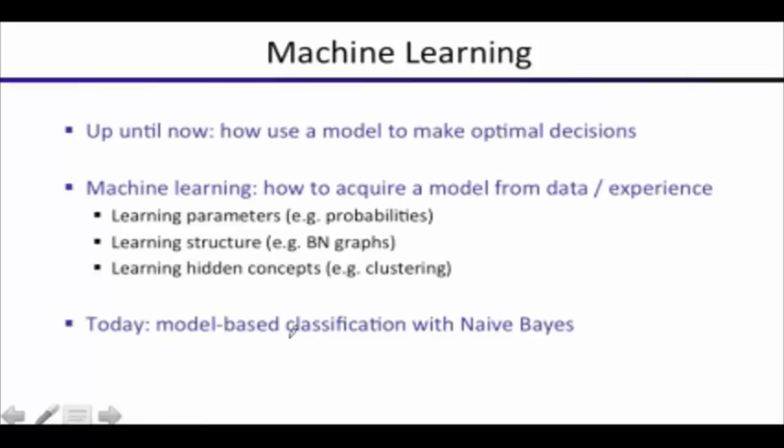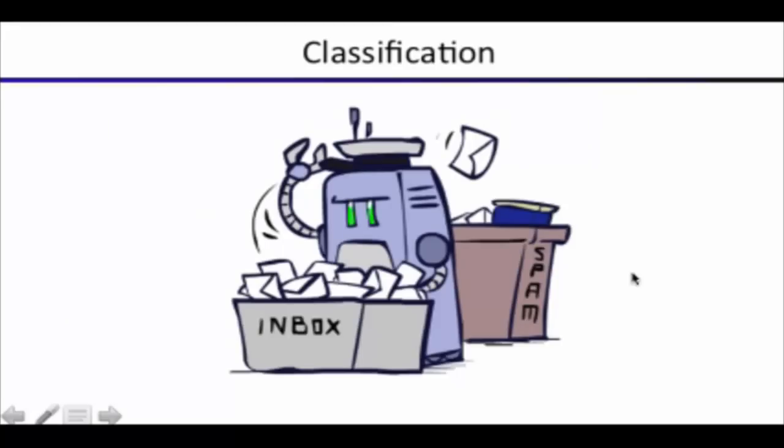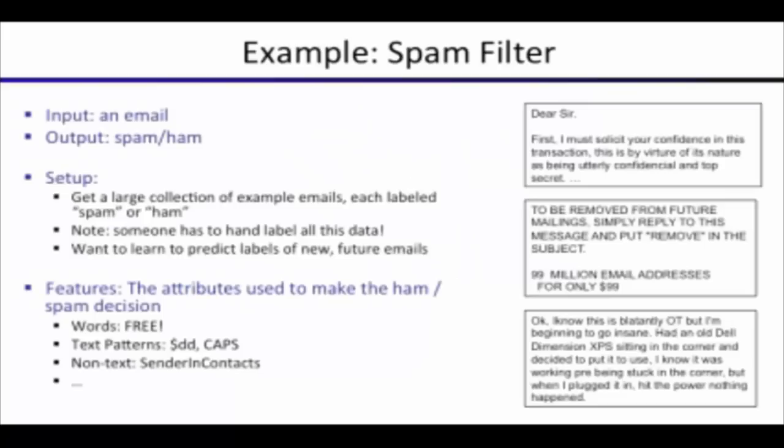So today we're going to look at model-based classification with naive Bayes. And we're going to start by saying, okay, what is this classification? How can it be model-based? And what is naive Bayes? So classification in general is, here's our canonical example. You're given an email in your inbox, and you want to figure out, is that spam or is it ham? Is it a good email that you want to see, or is it something you don't want to see? And so that's classifying the email into two kinds, spam and not spam, or ham.